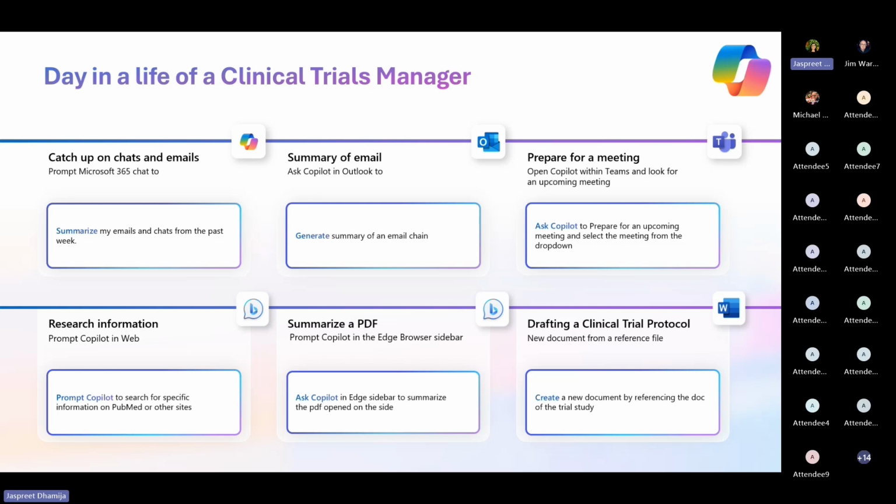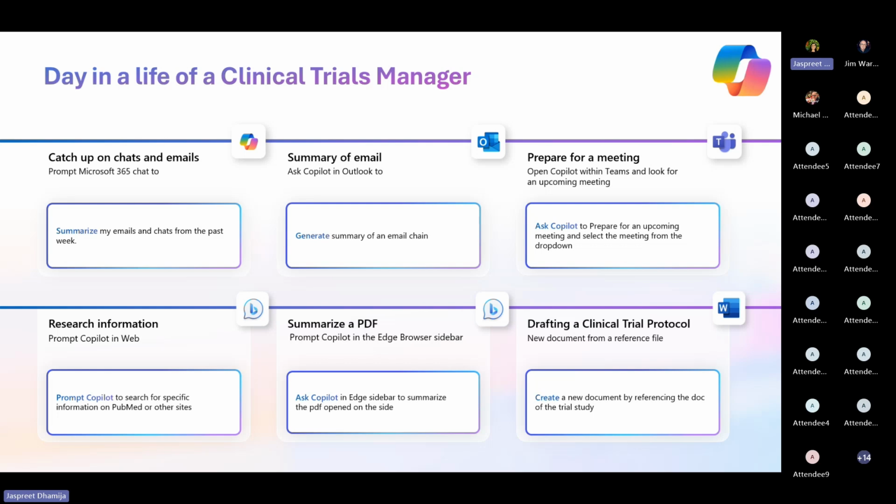You can also ask Copilot to create a quick summary. We'll show that. Prepare for a meeting, so it can read through the documents, look at your meeting agenda and whoever is joining the meeting, and quickly help you prepare for that by composing all the information in one place. It can help you research the web.